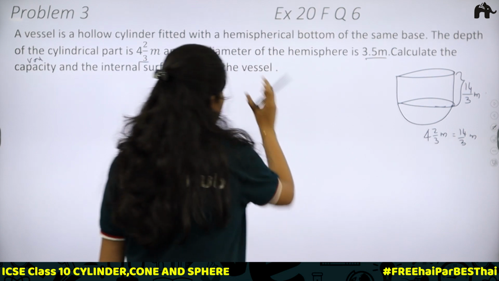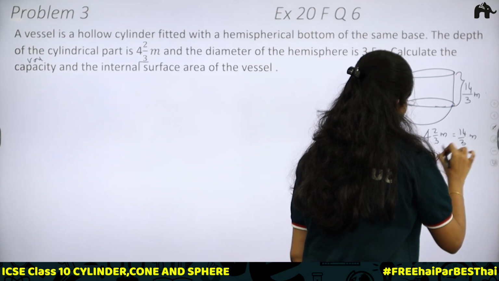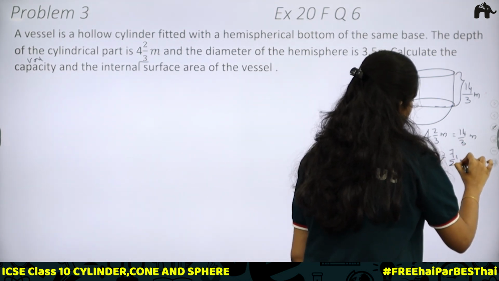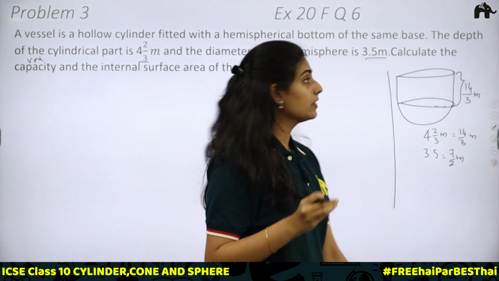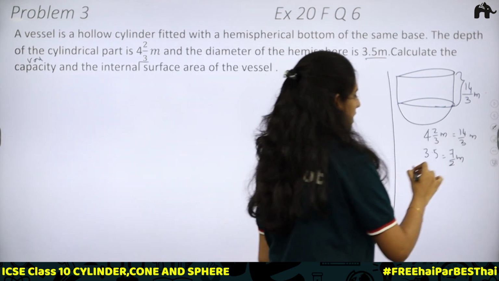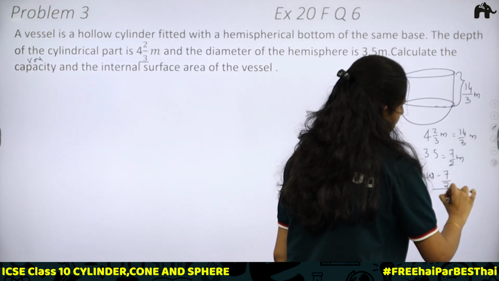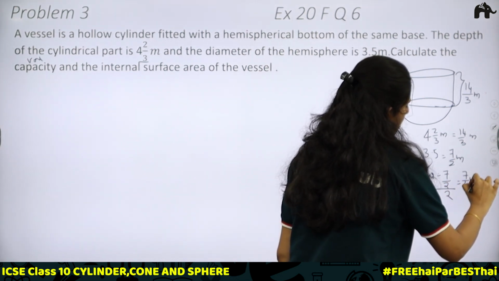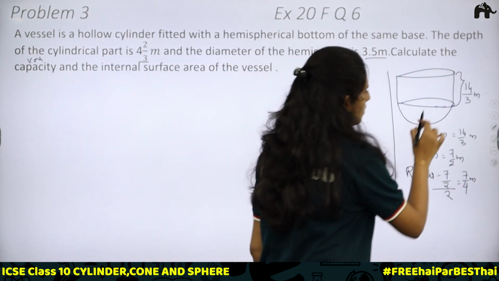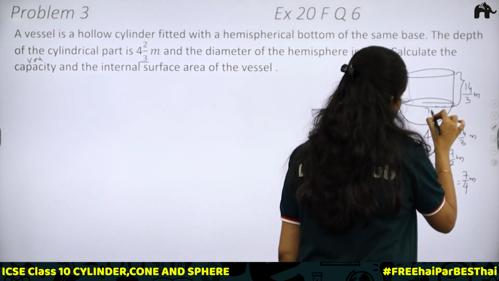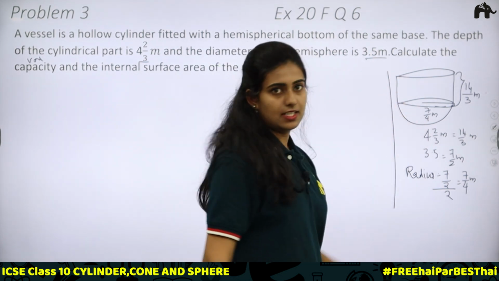Then what is given? The diameter of the hemisphere is 3.5 meter. 3.5 meter can be written as 7/2 meter. Now 7/2 meter is the diameter. We need the radius. Then what will be the radius? Radius will be equal to 7/2 divided by 2 and that is 7/4 meter. Okay, 7/4 meter is the radius. Now this 7/4 meter will be the radius of the hemispherical portion and the cylindrical portion.